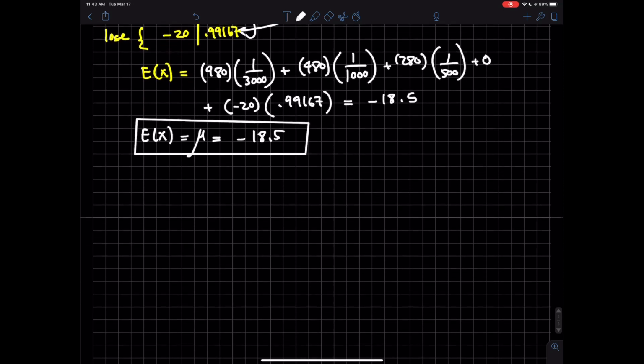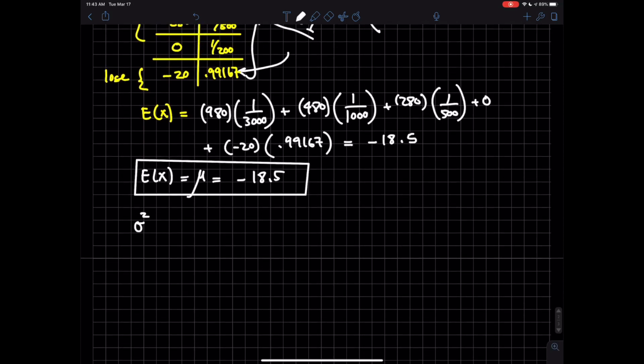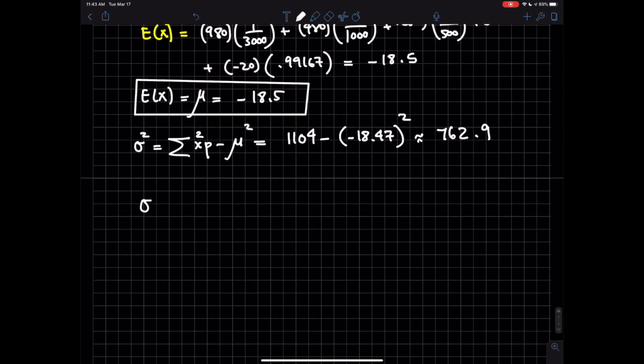All right, moving on. Now we need to calculate the variance. The variance for this problem will be the sum of x squared p's minus mu squared. I have calculated the sum of x squared p's, and you could verify that with me on a spreadsheet. It will be 1104 minus 18.47 squared, here using 2 decimal places instead of 5, and that gives me 762.9. And that becomes my variance. So my variance is 762.9, and I'm going to put that in a box.